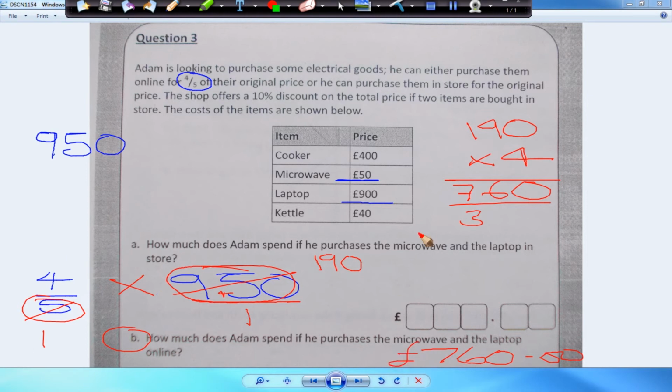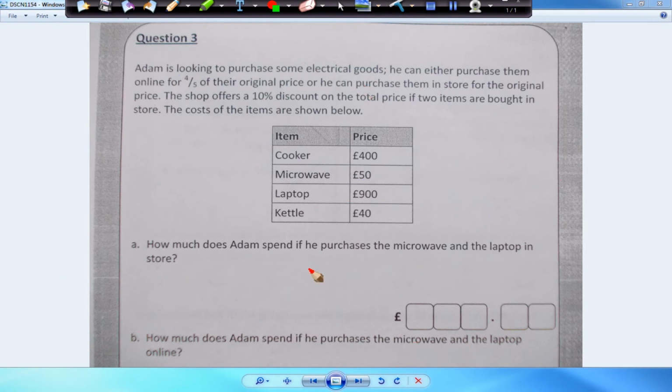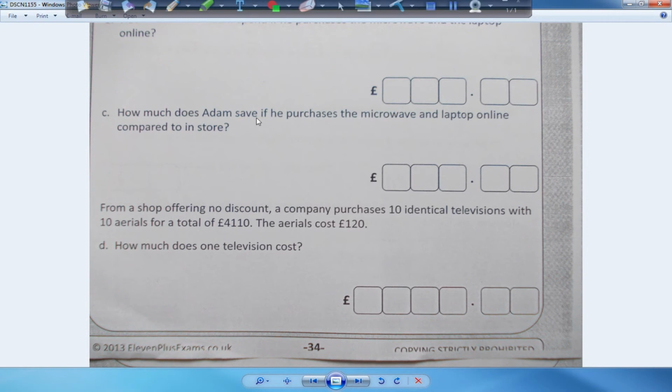Okay, I'm going to clear the screen, folks. Have you copied all this stuff down? I'm going to clear the screen now. Okay. Question C, I'm also going to read that. I'm not going to move the page down because we need to look at this table. Question C says, how much does Adam save? Actually, we can move it forward a bit and then move it back, possibly. Let's move it forward. Question C, how much does Adam save if he purchases a microwave and laptop online compared to in-store? Okay, right. Somebody can feed me the answers, please, for the previous question.